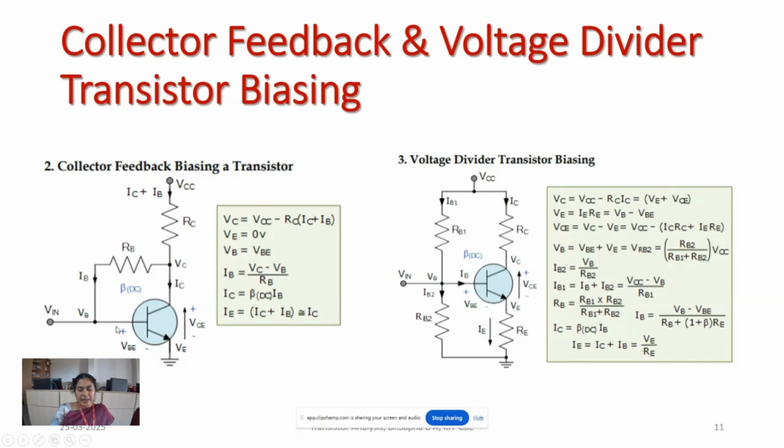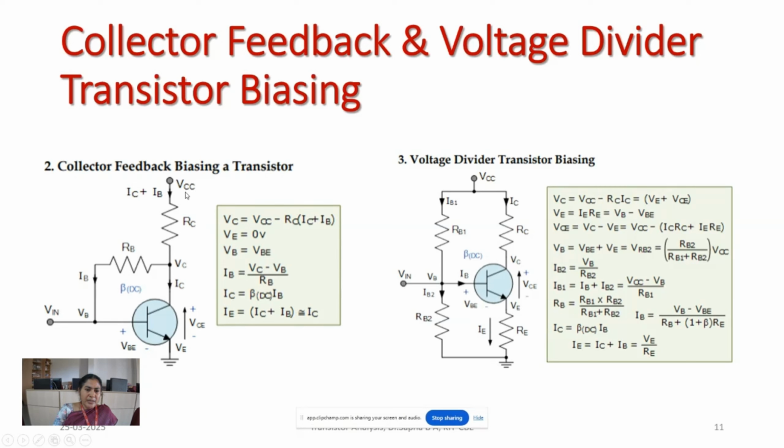So the expression can change, and we will be able to get better biasing control here. Using the equations corresponding to the input side as well as the output side, we will be able to calculate the collector current, the base current, as well as the emitter current.